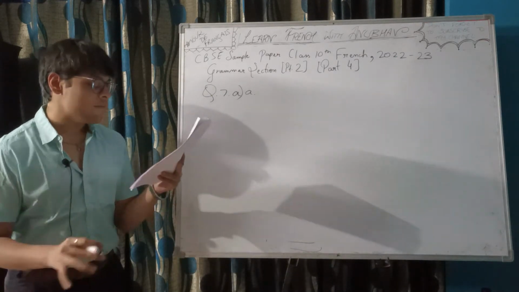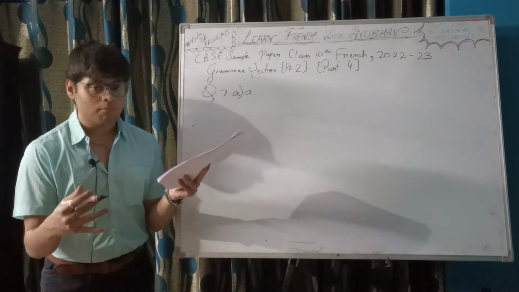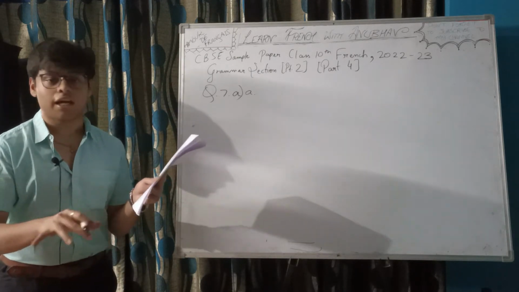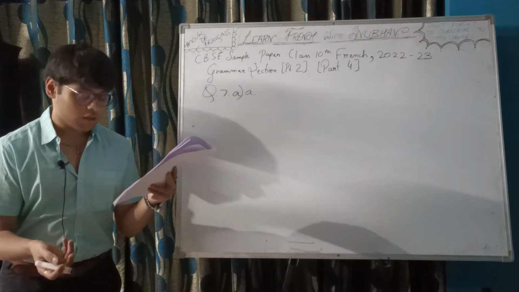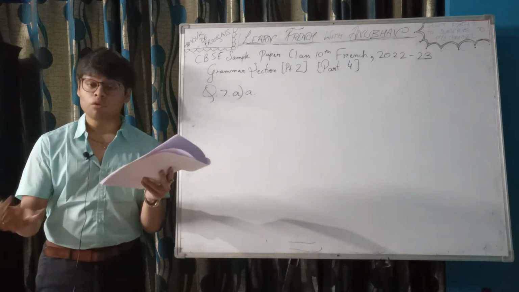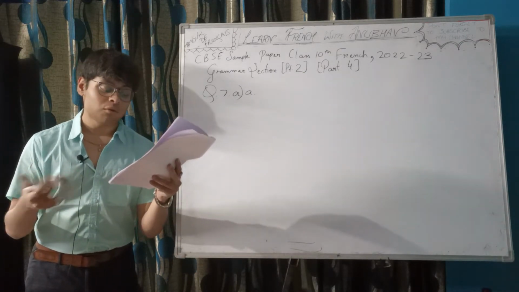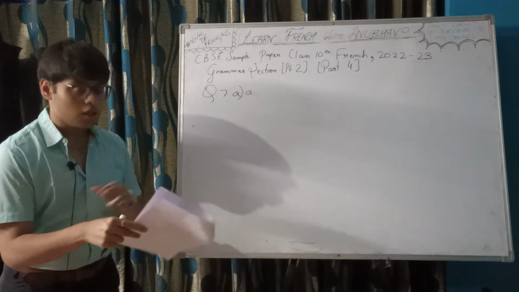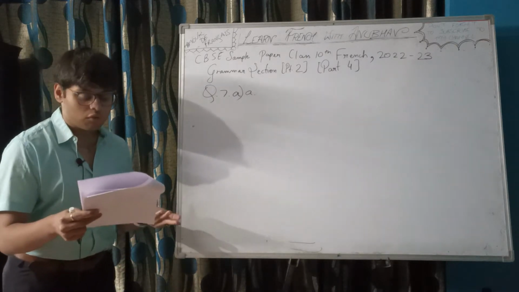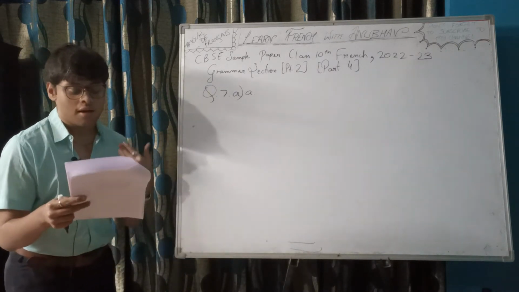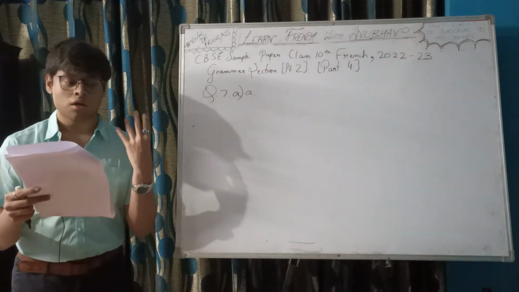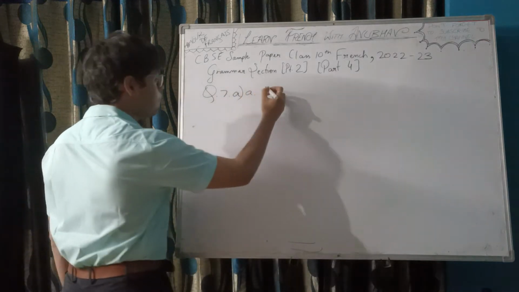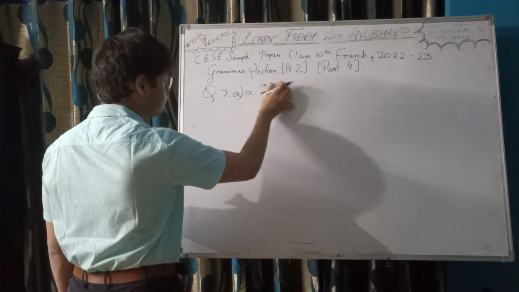Avez-vous terminé dash travail? Have you completed? Avez-vous, we are referring to the subject vous. Then the possessive will be votre travail. It could have been, have you done our work? Avez-vous terminé notre travail? Have you completed our work? To avoid such confusion, you can go with votre. Have you completed your work? Votre travail. So in A part, the first blank will be votre.